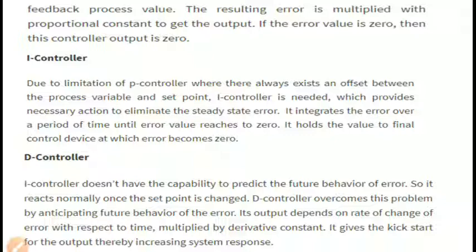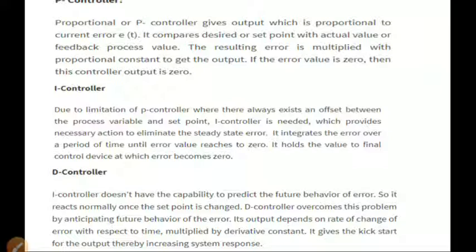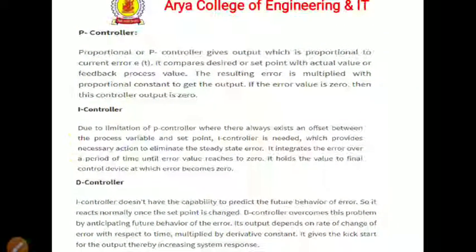So these are the controllers which are used in PID, that is the P controller, I controller and D controller. We have studied the Bode plot and stability using the Bode plot, and the PID controllers in this video. So this is all about your second unit, and we will start the next unit in the next video.